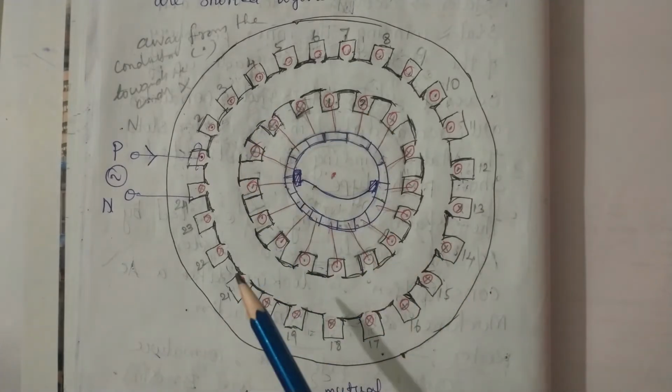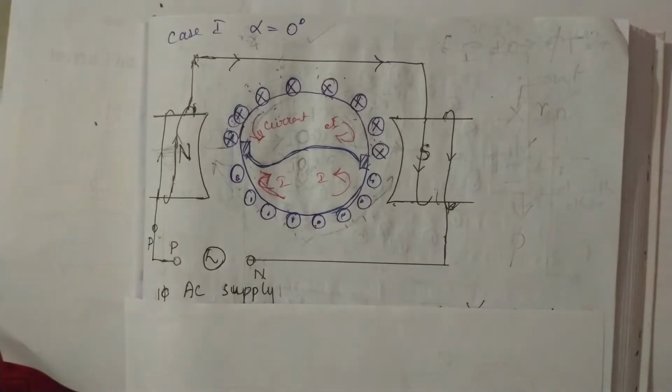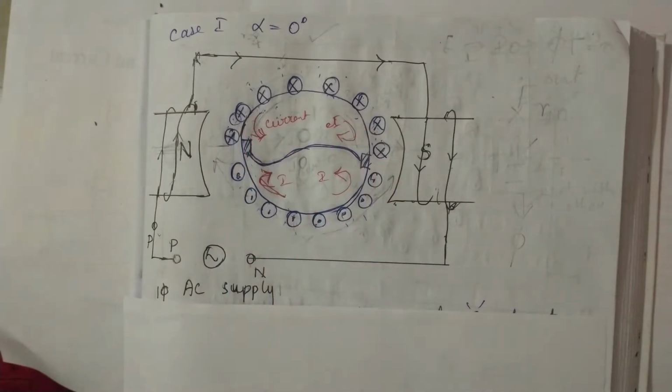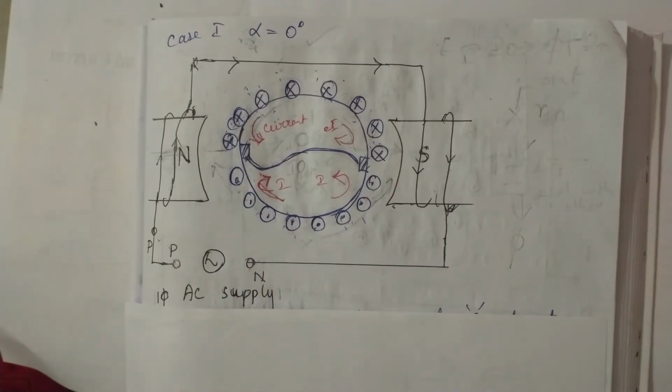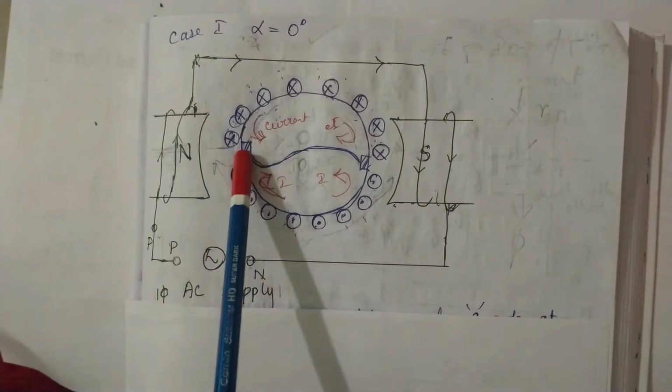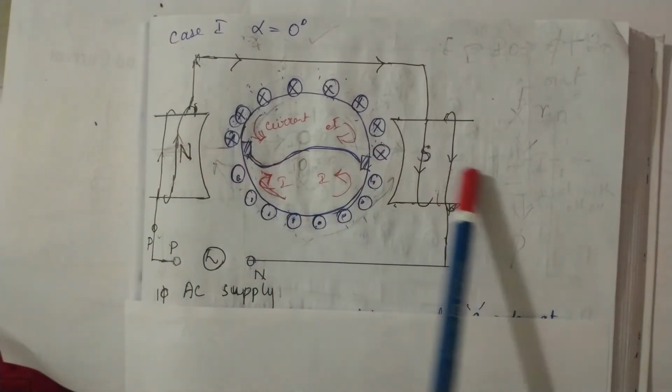We have to take three cases to explain the repulsion motor operation. Why we are going to see three cases is because, after getting supply as it is, this motor will not rotate. We have to find the suitable position of the brushes on the commutator segment. So in the first case, I am going to take alpha equal to 0. In alpha equal to 0, the brush axis is always aligned with the main field axis.